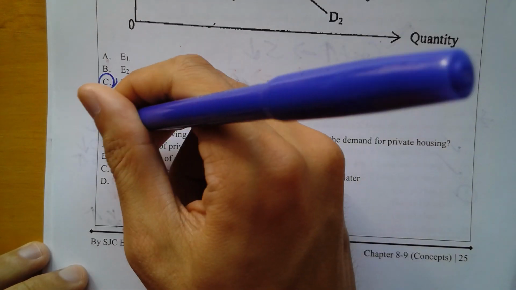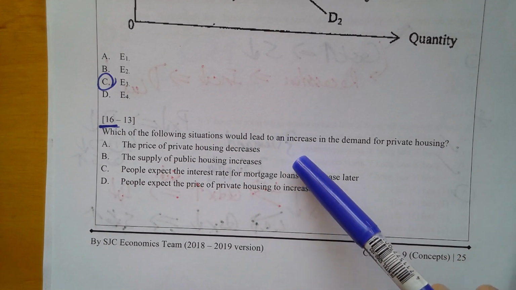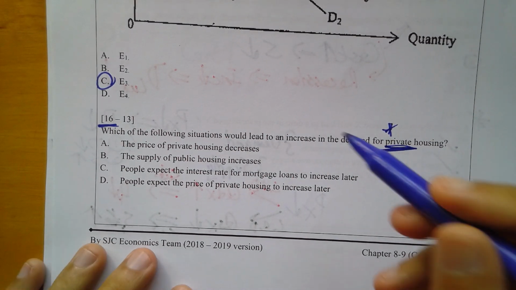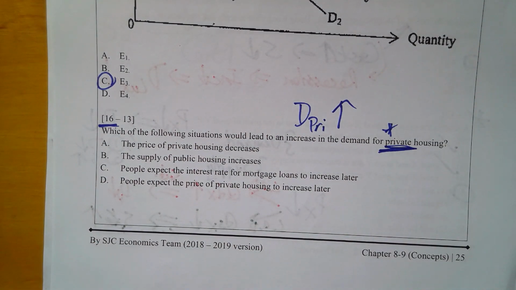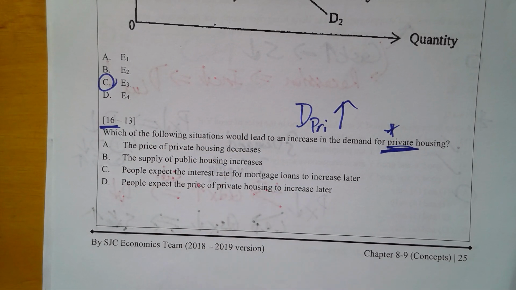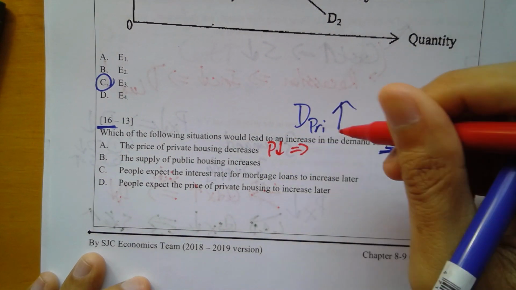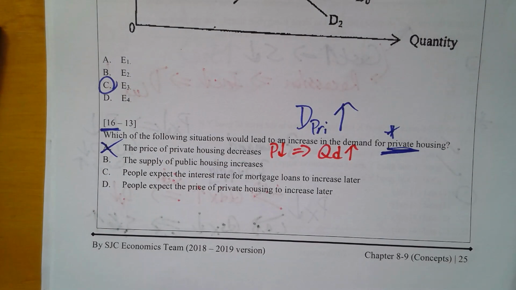Now 2016, so you know, trouble, right? Which of the following situations would lead to an increase in the demand for private housing? Read carefully. Increase in demand. We need demand for private housing to increase. Okay, so let's do it. First, price of private housing decreases. Remember? If price decreases, it is a QD increase. Is it a demand increase? No, it is a quantity demanded increase. So, unfortunately, no, this is not the answer.